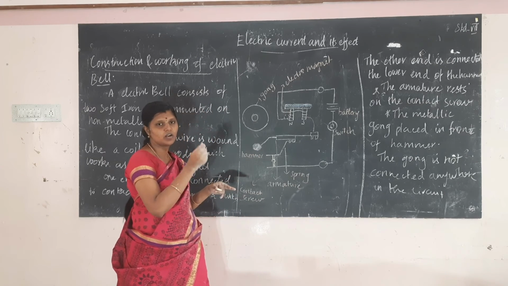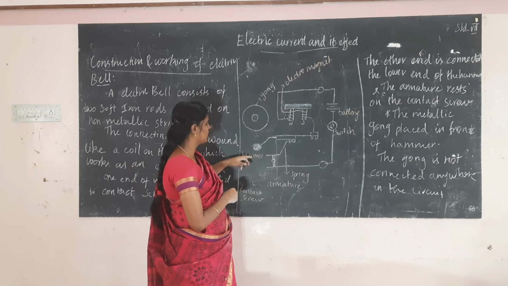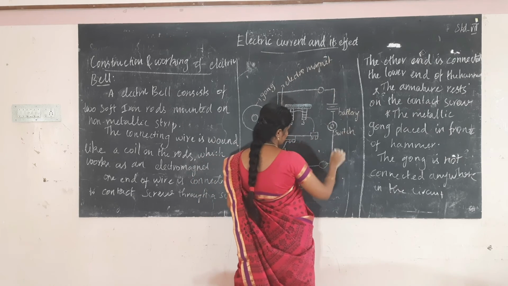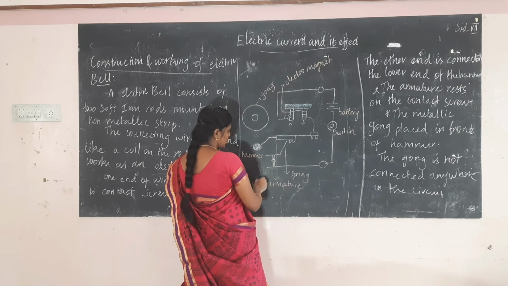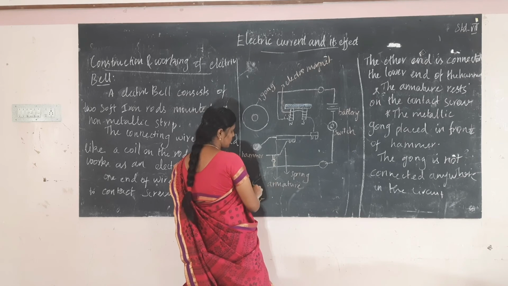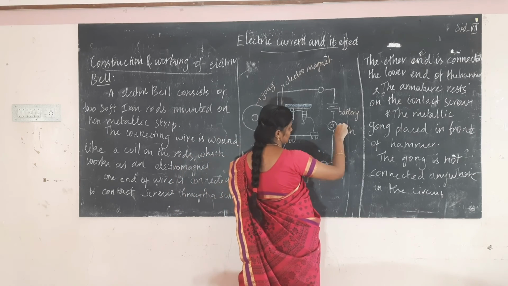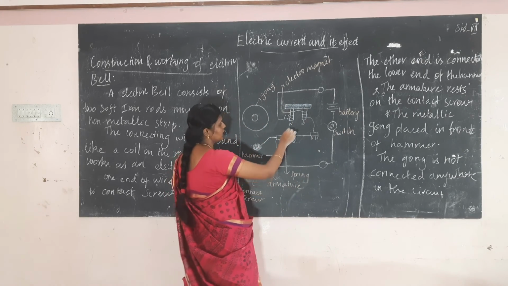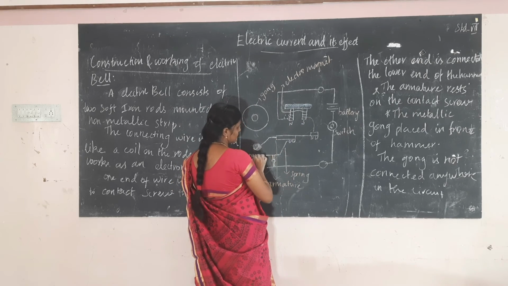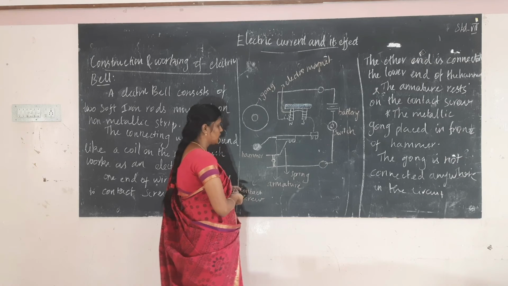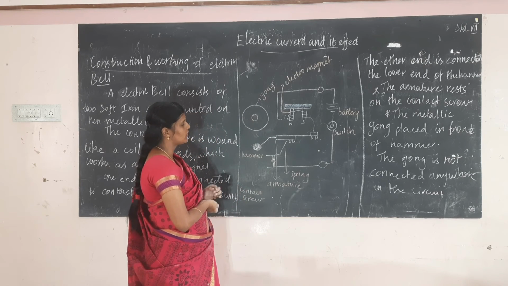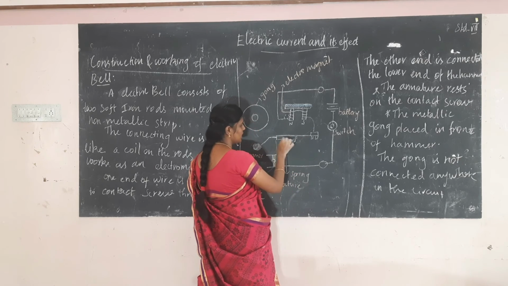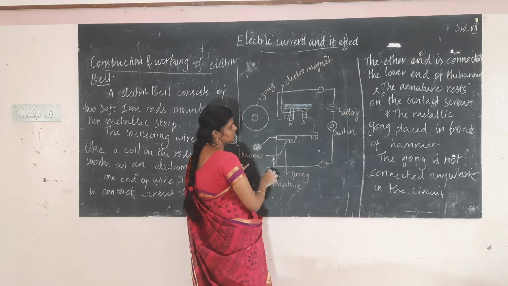The hammer is the part that strikes the gong. One end of the wire is connected to the contact screw through the switch and battery. The other end of the wire is connected to the hammer. The armature rests on the contact screw. This is the armature.